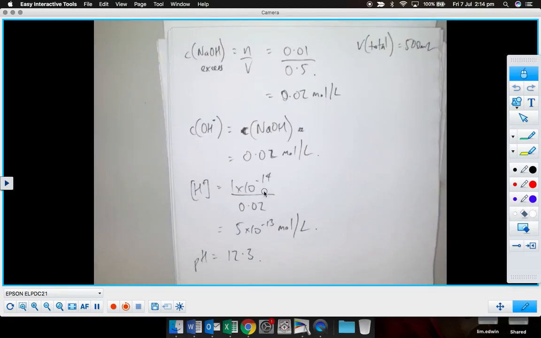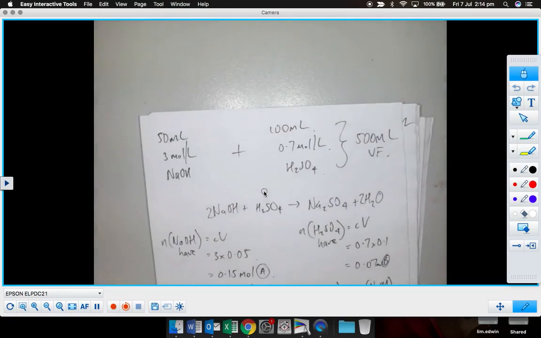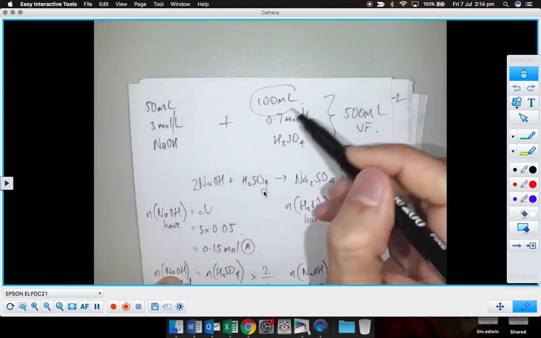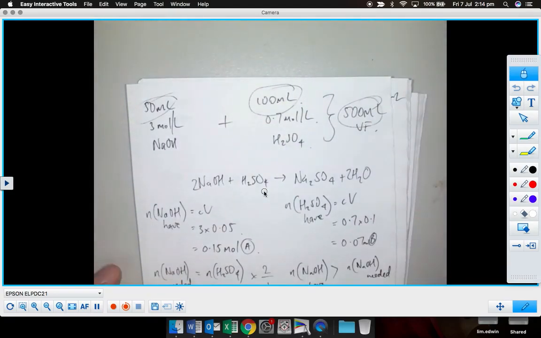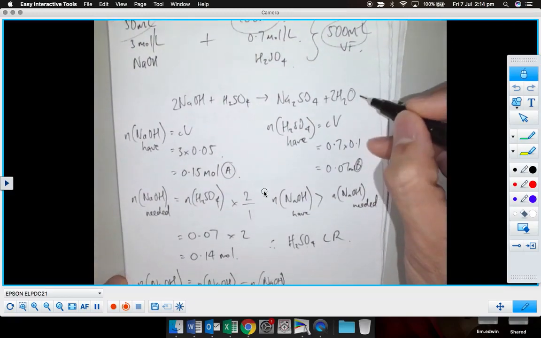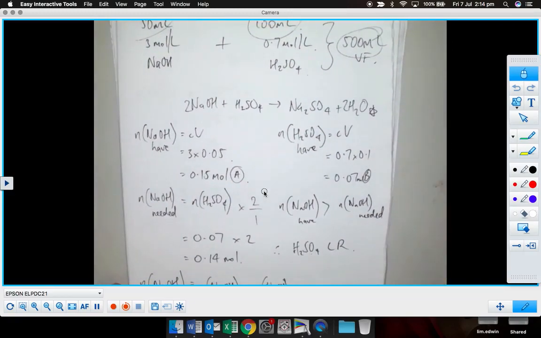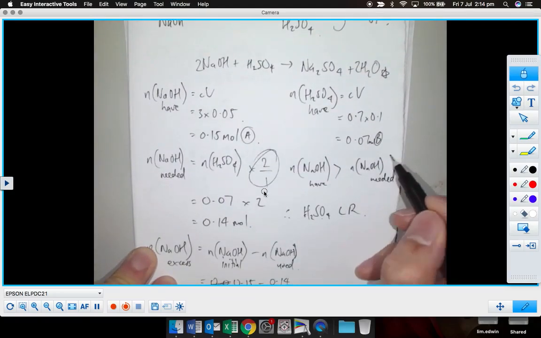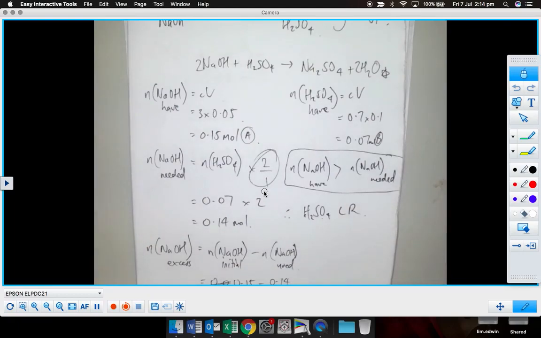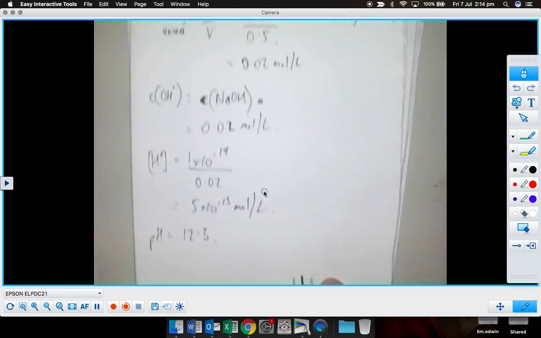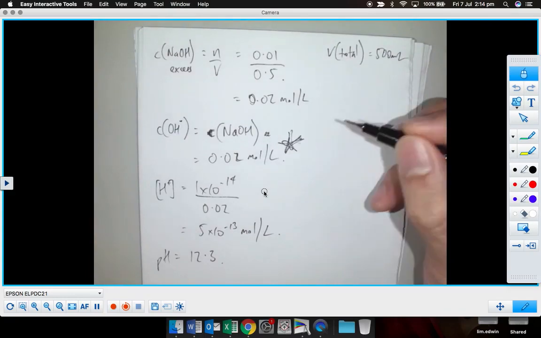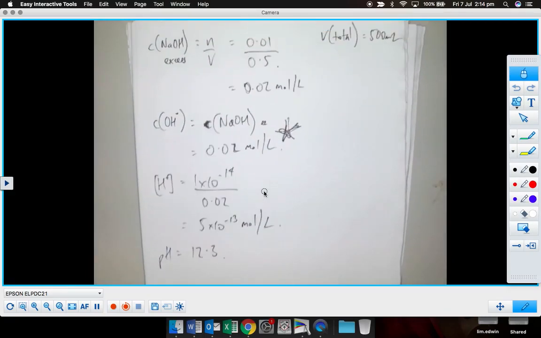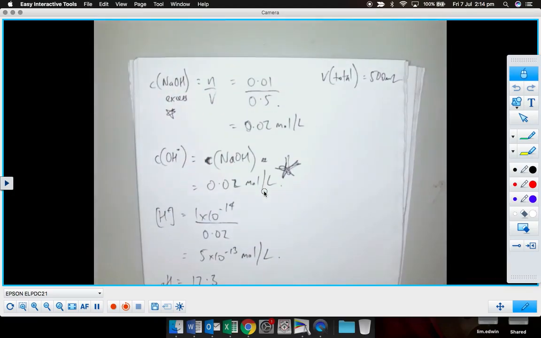Okay, so please remember to read the question and get out all the information that you need. You're not going to add these two volumes together. You're going to use the total volume. Okay, please remember to do the equation. Please remember to take into account the stoichiometric ratios. Please remember to do this, because that's very important. And please remember to stay in concentration, not in number of moles. Okay, that's pH calculations. Hope you had fun.